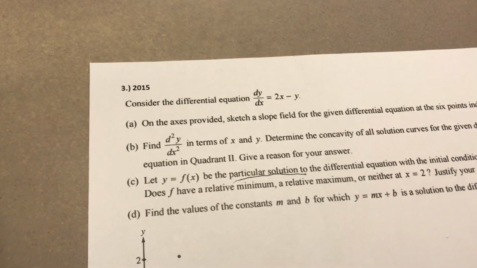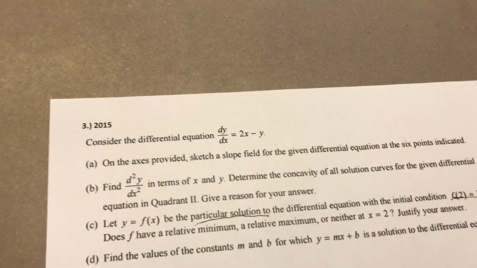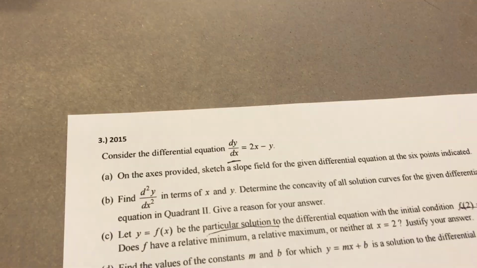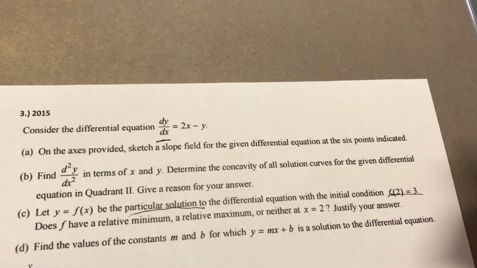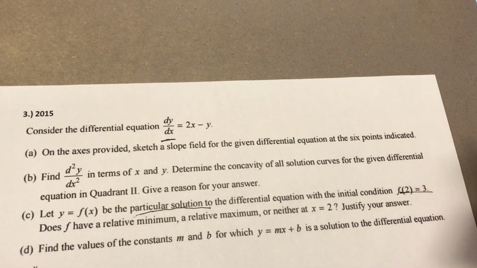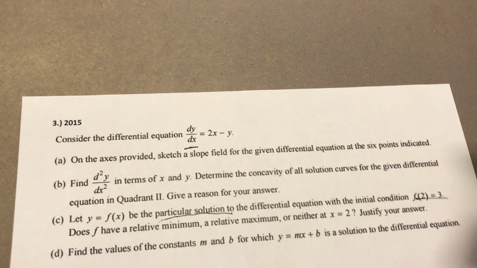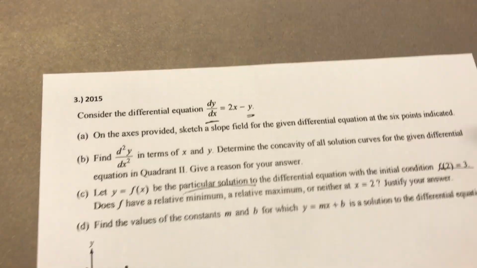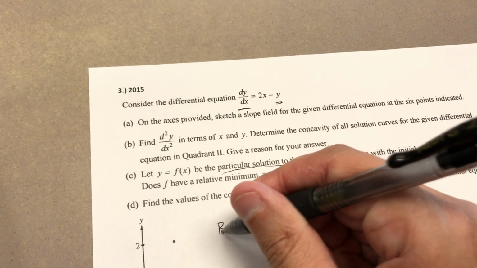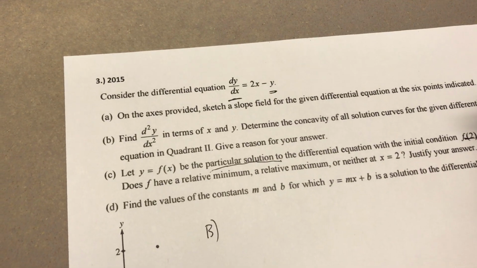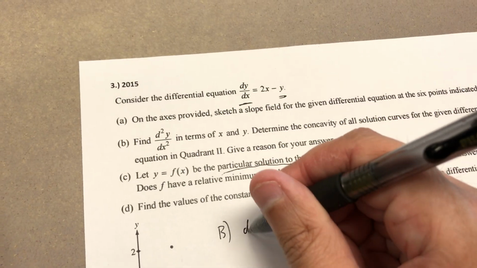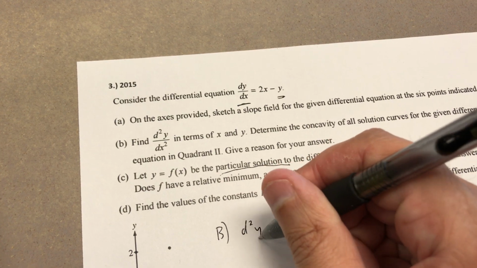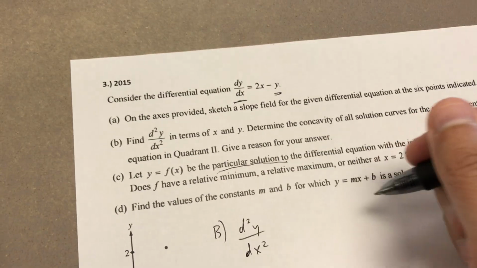Part 2 asks you to find the second derivative. But keep in mind, you already have the first derivative, so we're really just finding the derivative of the equation they gave us. However, notice there's a y variable in the equation. Because we have a y in the equation, we're going to have to use implicit differentiation here. So we're finding d squared y dx squared.